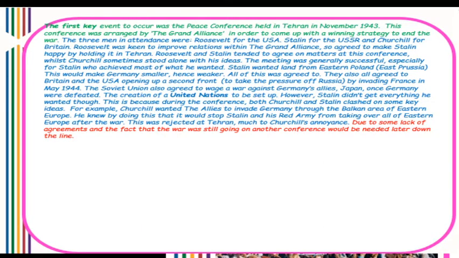So I've said the green bit is my opening statement. But the first key event to occur was the peace conference held in Tehran in November 1943. The conference was arranged by the Grand Alliance in order to come up with a winning strategy to end the war. Okay, then all of this blue bit here, all of my information on what happened. I'm simply just telling the story of what happened at that conference.